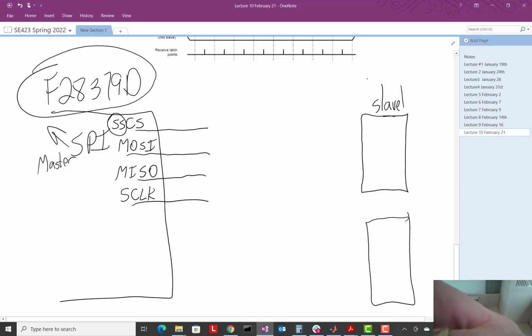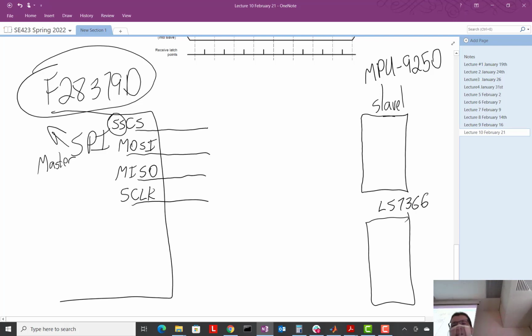what we're going to be working with in homework and in lab, the MPU 9250, is an IMU chip. There's another chip that I use a lot, and I don't know if we will this semester, the LS7366. So it's just some device out there that a company makes is what I'm trying to get across there. Okay? Each of these slaves have their own chip select, or I'll call it slave select.